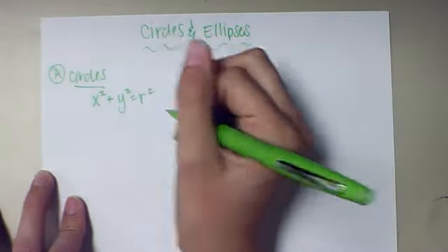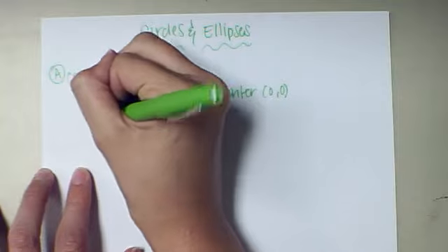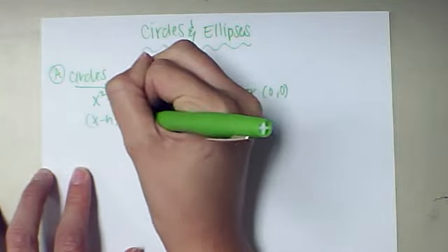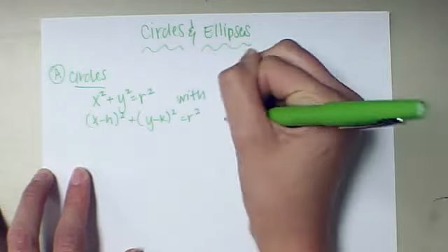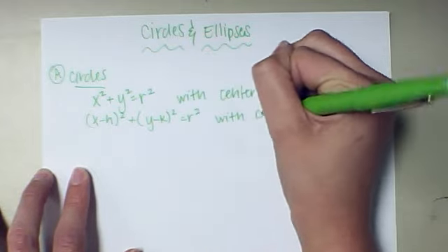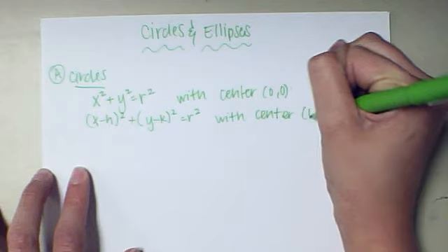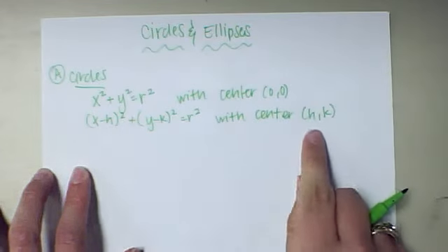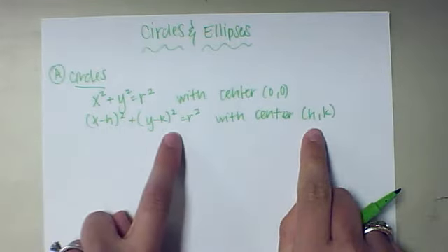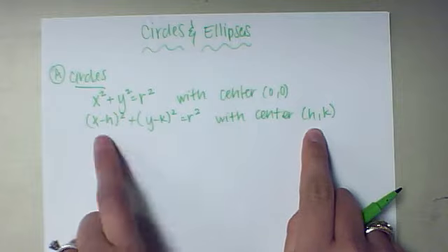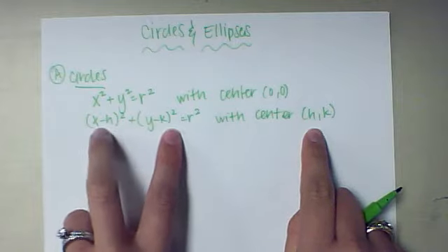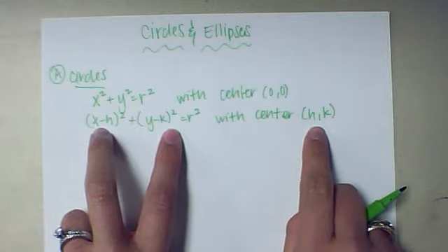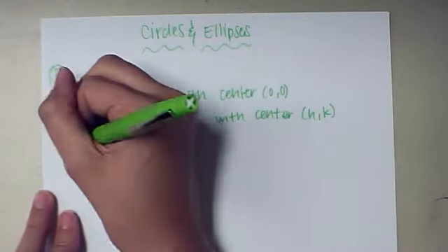Okay, if I have a different center, then I'm going to do x minus h squared plus y minus k squared equals r squared, with center h, k. Now notice here that my center h, k is here and here, so the signs are opposite of what you see here because naturally they're negative. So if it's h and k, if it's negative, it's opposite. If it's positive, it'd be negative. So watch out for that. Let's look at some examples.